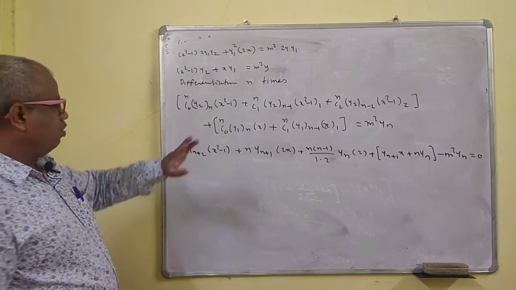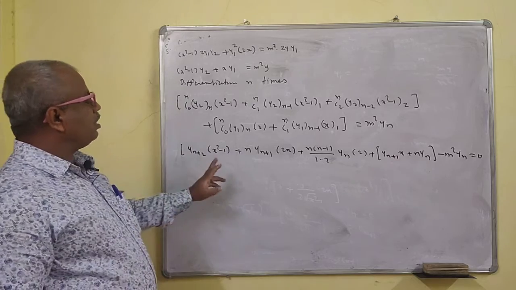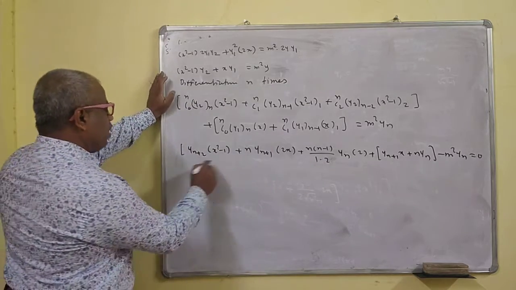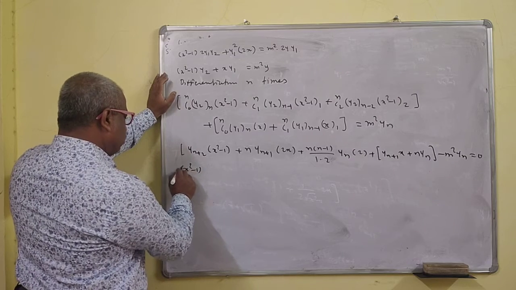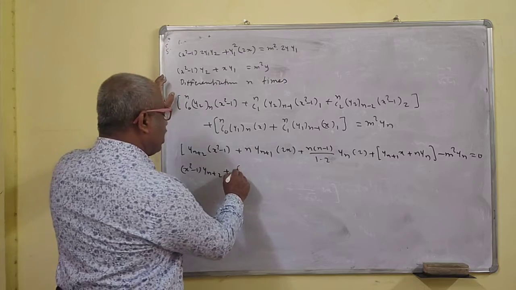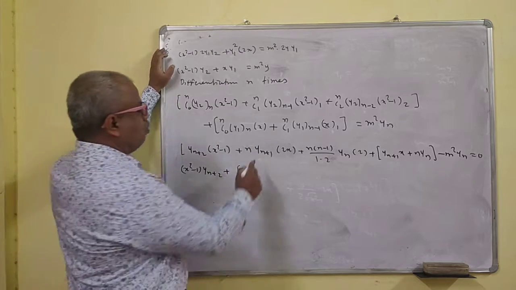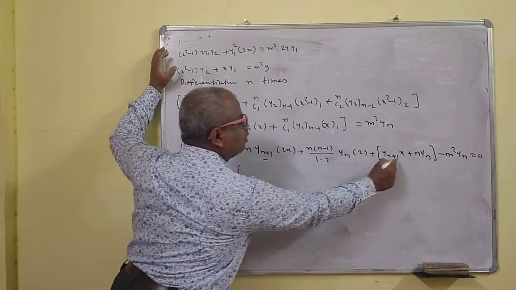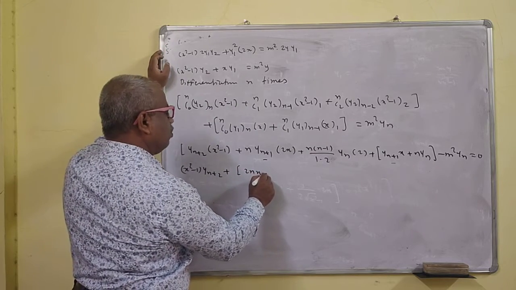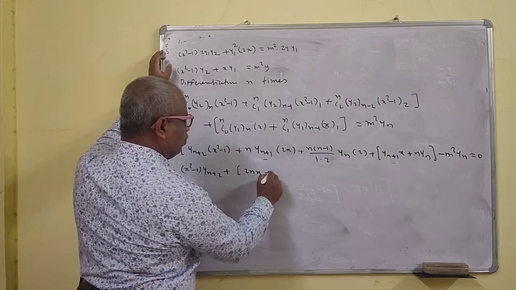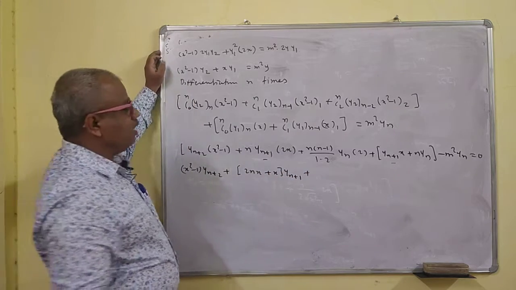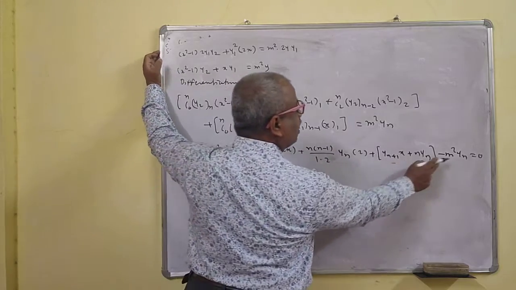So now here, we'll rearrange this. We'll collect the yn plus 2, yn plus 1, yn. We'll collect the yn plus 2 first. This is (x square minus 1) yn plus 2. Plus, now we'll collect the yn plus 1. So yn plus 1 is here and yn plus 1 is here. So what are the coefficients of this? Twice n x, and there is x. yn plus 1. Now we'll collect yn.